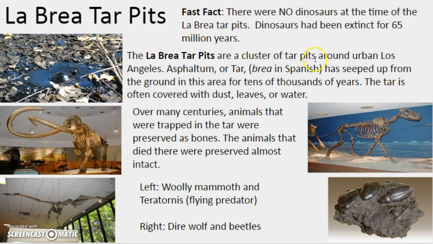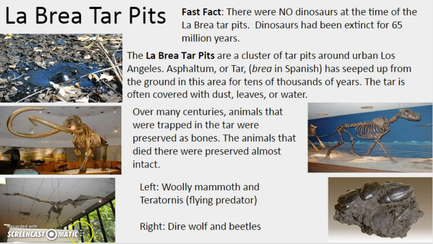But the tar pits are clusters of tar pits around urban LA. And this tar seeps up from the ground for many thousands of years. The tar is often covered with dust and leaves and water. And over the centuries, animals that were trapped in the tar were preserved as bones. The animals that died there were preserved almost intact, fully. Here we see a woolly mammoth.